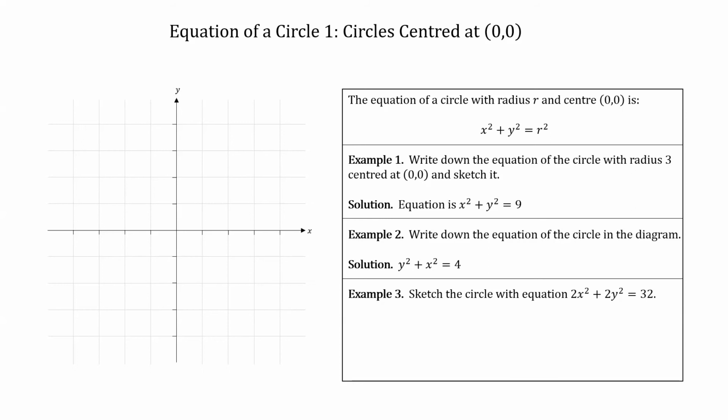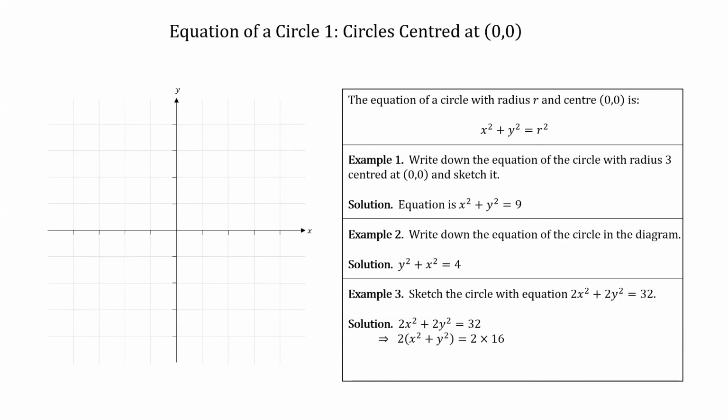Sketch the circle with equation 2x squared plus 2y squared equals 32. Now this looks like a bit of a trick because that equation doesn't seem to be in the form given at the top, the form of a circle equation, because there are numbers in front of the x and y. But as is often the case, sometimes an equation can look like it's not in the correct form, but you can rewrite the equation so that it is in the correct form. So we take this and we note that there's a 2 in front of the x, a 2 in front of the y, and 32 can be divided by 2. So maybe we can factor a 2 out and cancel.